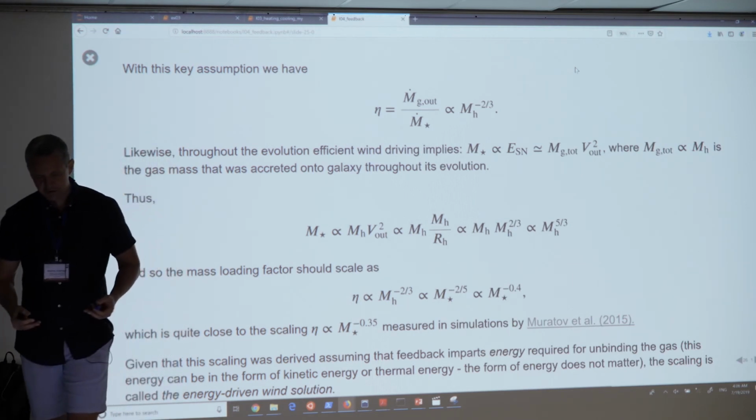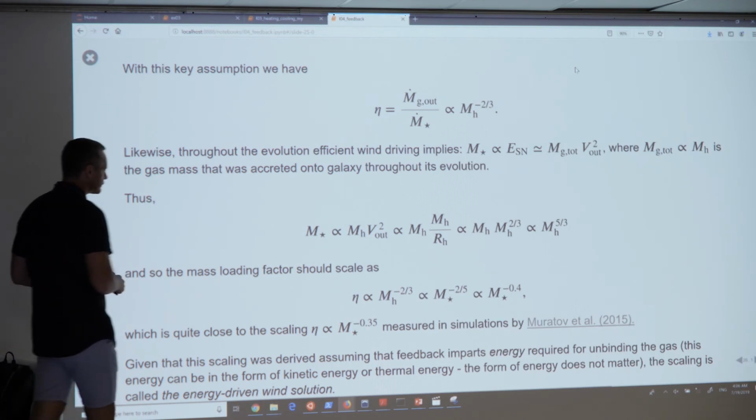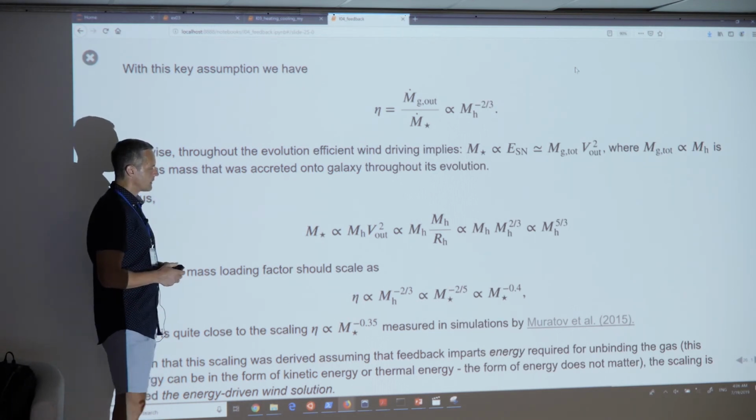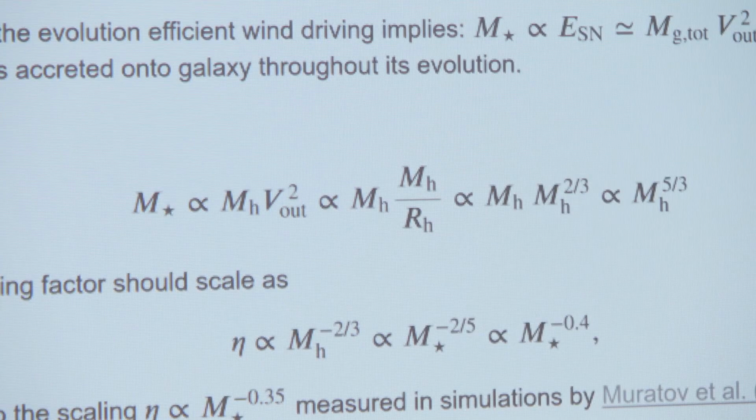So in other words, we get from these arguments that the feedback is pumping energy into the interstellar medium, that feedback is efficient, that outflow velocity should be always of order escape velocity, and you can ask me why this is a reasonable assumption. We can get a scaling that's very close to the simulation results. So in general, we can understand why simulations are showing us what they do physically.